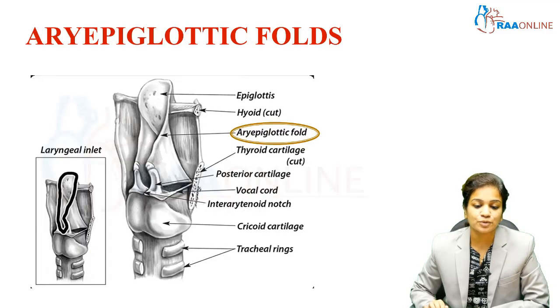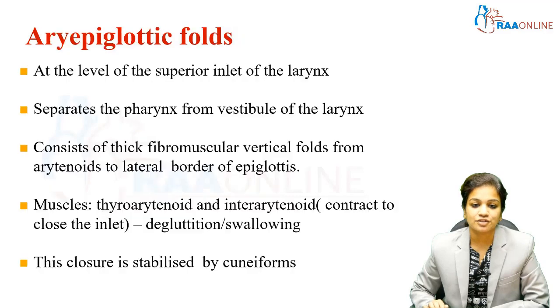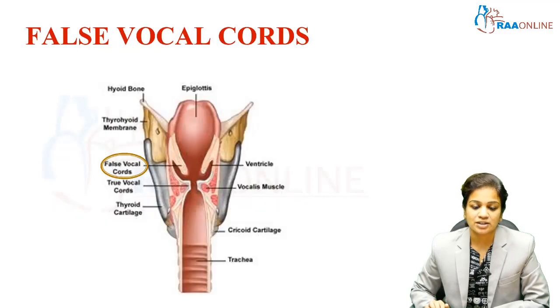Now this marked portion is only called the aryepiglottic fold. It is just present between the epiglottis and the arytenoid. So these aryepiglottic folds form the superior inlet of the larynx, and this only separates the pharynx from the vestibule of the larynx. We mean by that the inlet of the larynx, that's all. So it is present just between the epiglottis and the arytenoids, and there are some muscles that are attached to this also. Sometimes it is believed that this closure is being stabilized by the cuneiform cartilage.